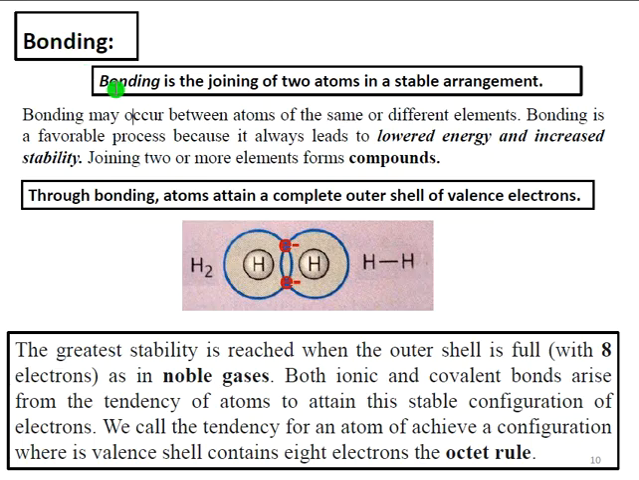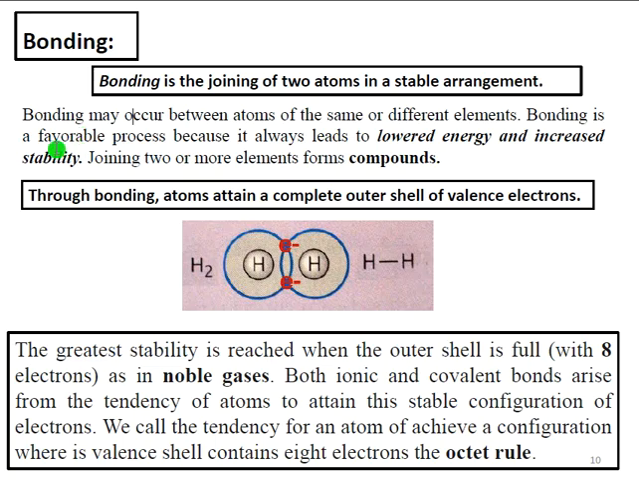Bonding. The simplest definition of bonding is the joining of two atoms in a stable arrangement. That means the best figure to bond between two atoms to make a molecule. Bonding may occur between atoms of the same or different elements. Bonding here means carbon can bond with carbon, or hydrogen with hydrogen, or hydrogen with carbon, and carbon with halogen, the same or different elements, can occur between them.